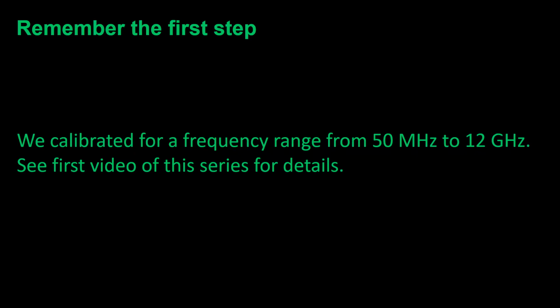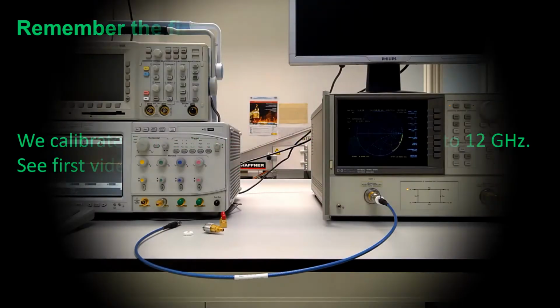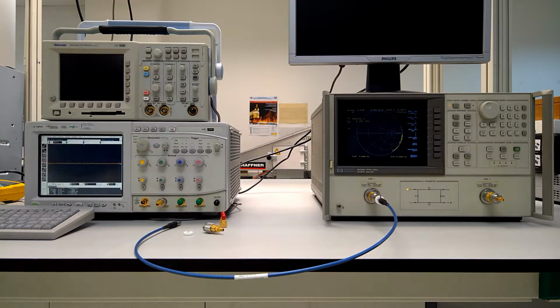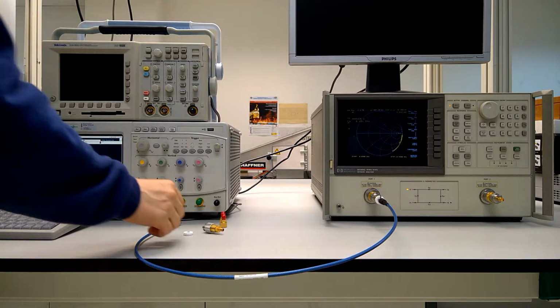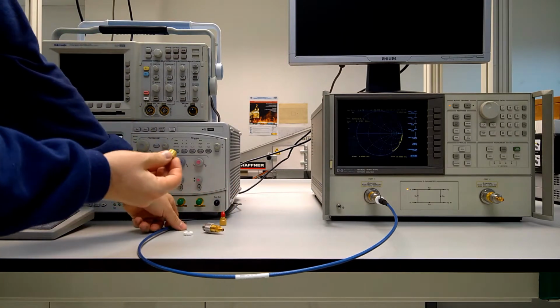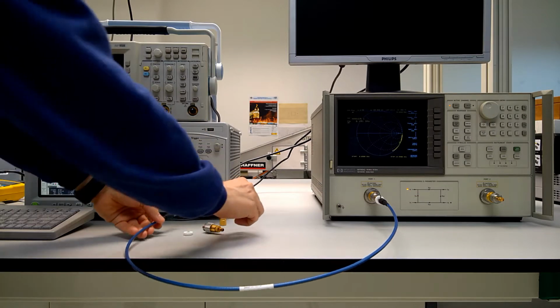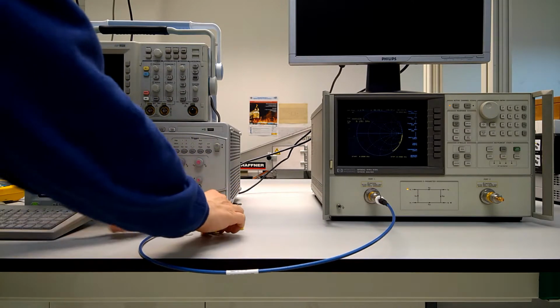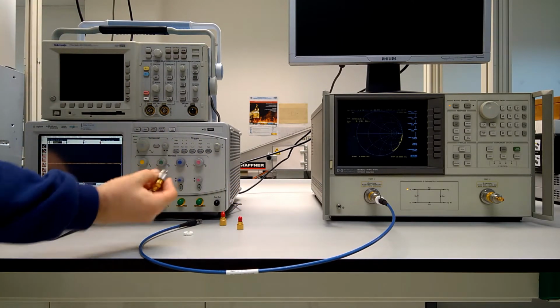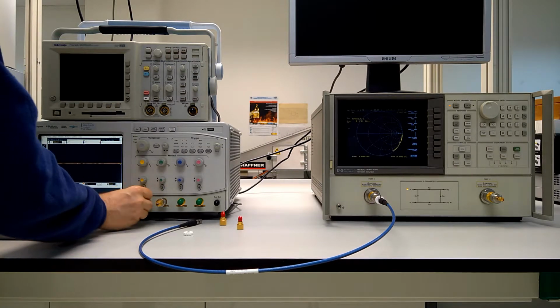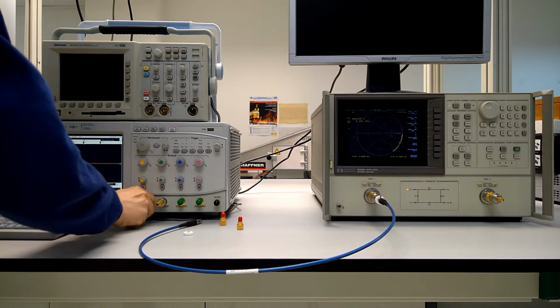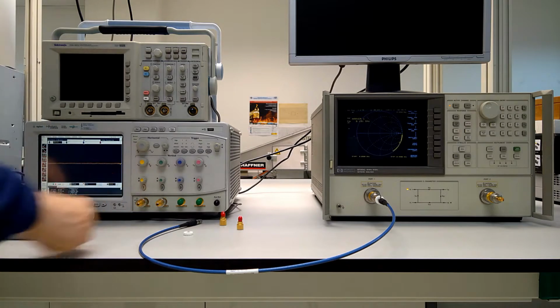Remember that the first step is a calibration. The procedure to calibrate with our network analyzer is described in the first video of this series. We need a cable and don't want it to make any influence on the measurement. Therefore, we connected the standards at this reference plane. The connector of the oscilloscope is not of the same type as our standards, so we need an adapter, which will of course contribute to the mismatches we are about to see.